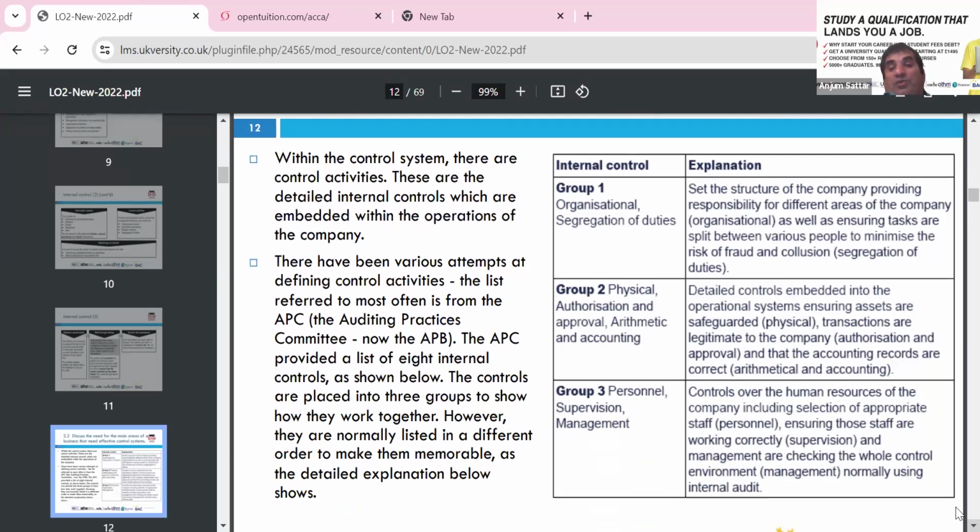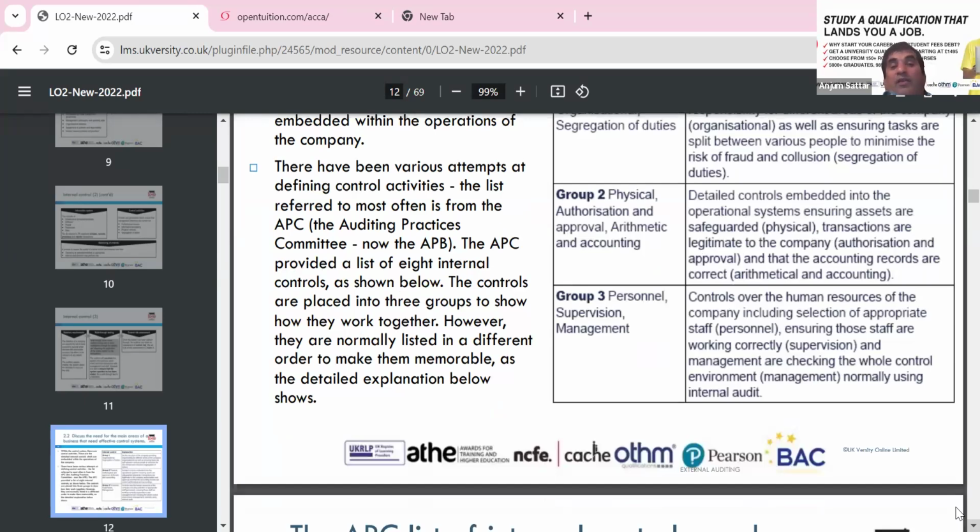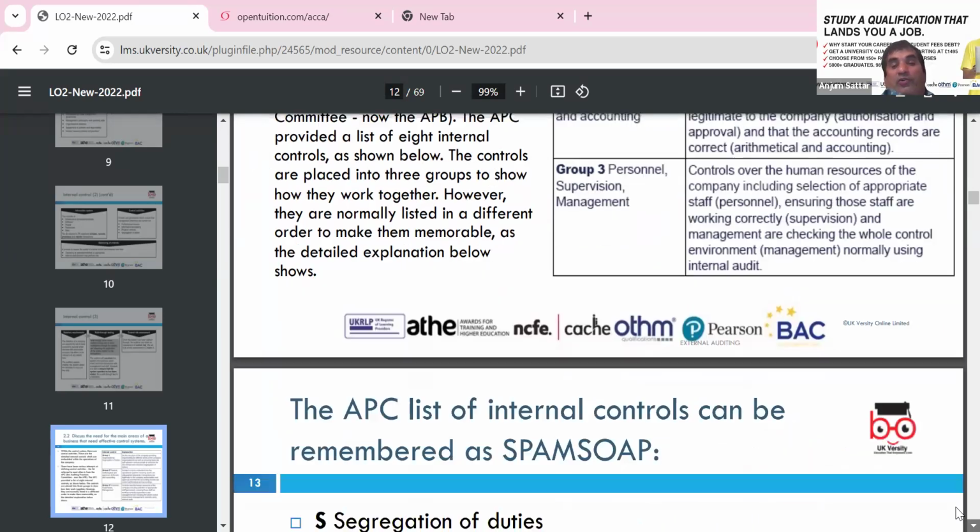We need to make sure transactions are legitimate and company-authorized and approved. Like if you're giving a £1,000,000 loan to someone, what was the process? Is the transaction accurately recorded? We have records and meet the requirement. And what control system was there? Personnel supervision and management control: human resources include selection of appropriate staff and ensuring those staff work correctly. Management checks the whole control environment, normally using internal audit.